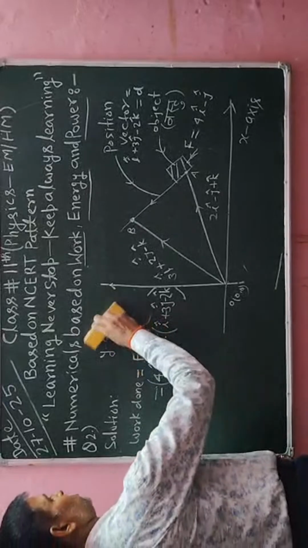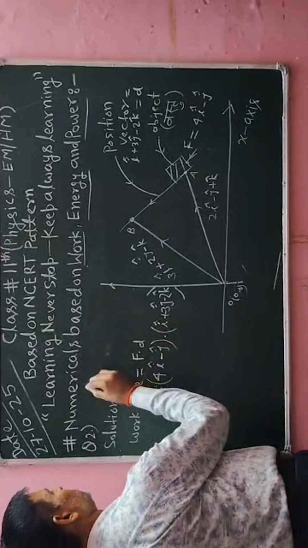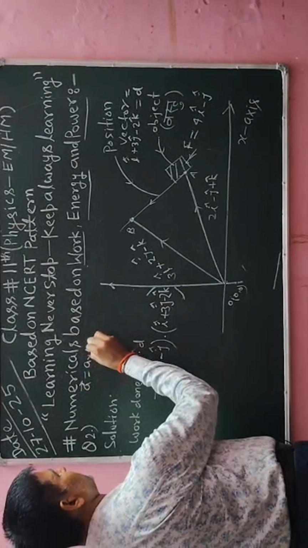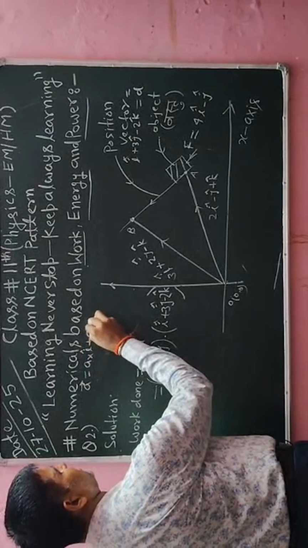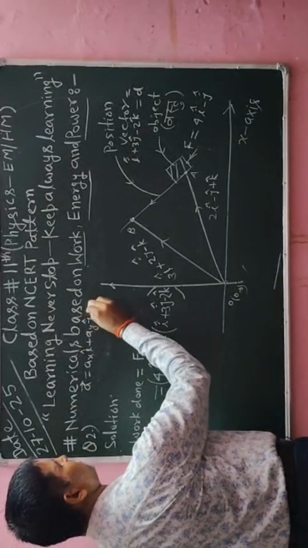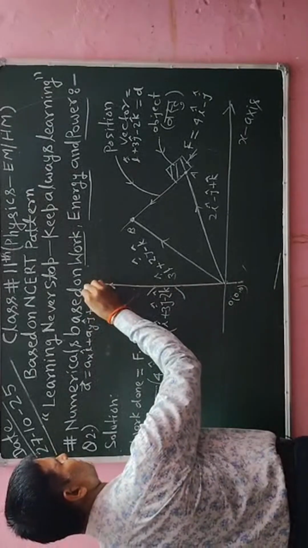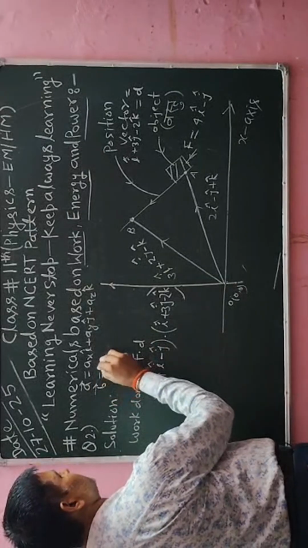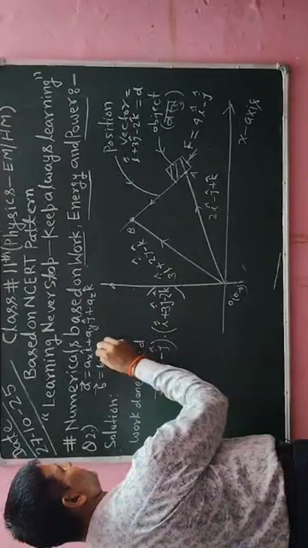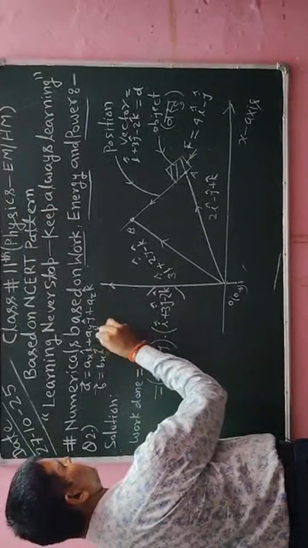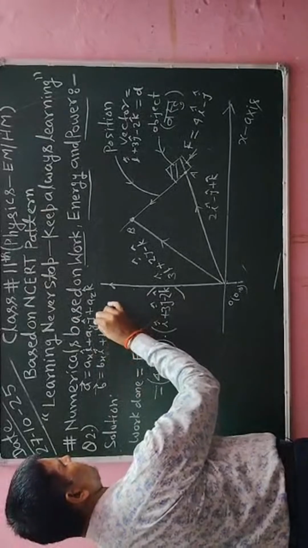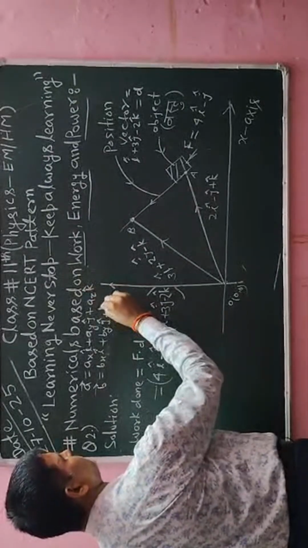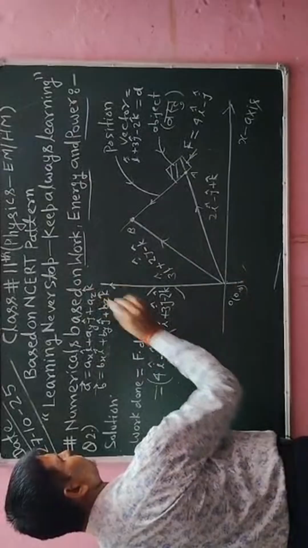Now I am going to erase this, and after erasing I am going to consider vector a, which is available in the form of ax i cap plus ay j cap plus az k cap. And another vector I am going to consider, vector b, that is bx i cap and by j cap, and then I have to write bz k cap.